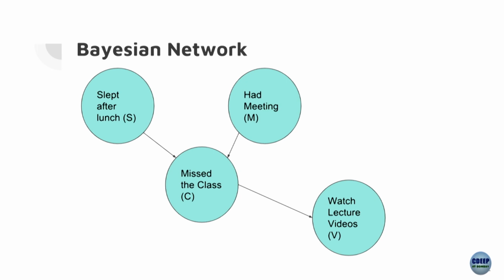What is conditional independence? Let us look at it. Do you think slept after lunch and had a meeting are dependent? These two events: I had a meeting today at 12 o'clock, at 1 o'clock I missed the class, or I went to have lunch and I slept. Are these two events dependent? How many say yes, how many say no? No, right? So, you said no, Lumana said no, Navinit, no, Ashu? No, two events, sleeping after lunch and a meeting with the supervisor. Lucian? No? Okay.